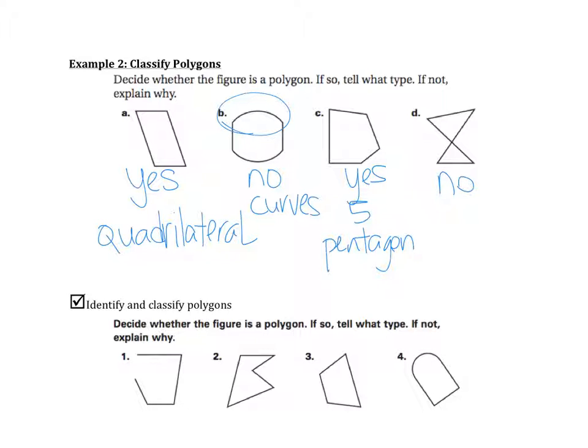And D would be no, because we have this point in the middle that intersects more than 2 sides. I call that an overlap. It's not really the official. Official is that it intersects more than 2 sides.